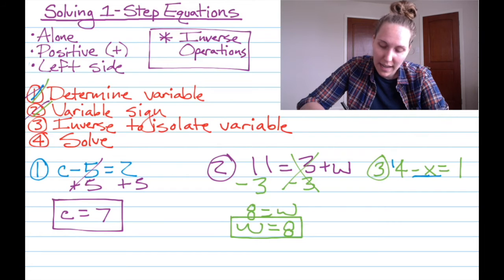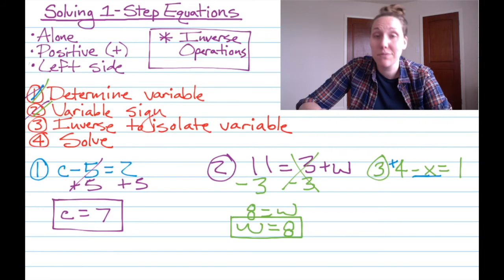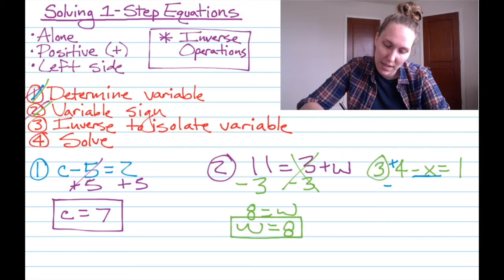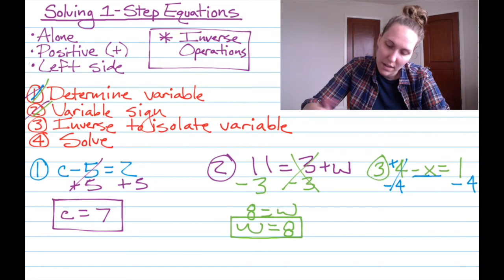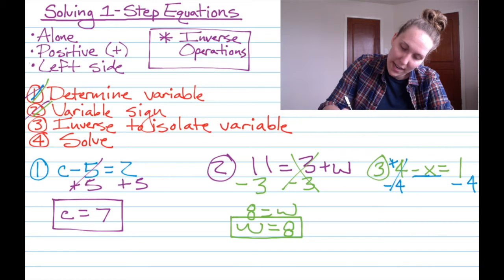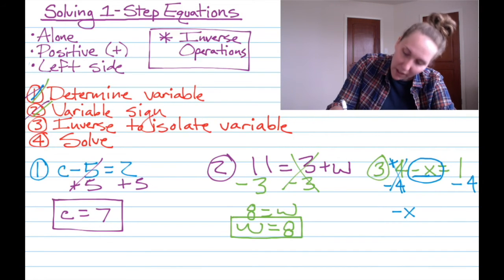Again, if there's no sign, you know that means it's actually positive. So the opposite of plus is minus. 4 minus 4 is going to cancel. But if I do minus 4 there, I have to do minus 4 there. So I'm left. I'm going to carry my work down. These cancel. I'm left with negative x.